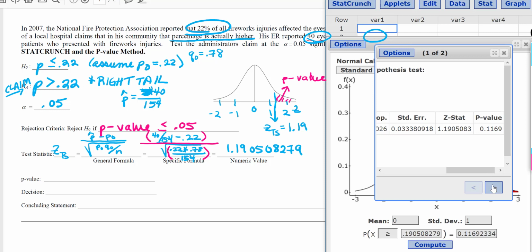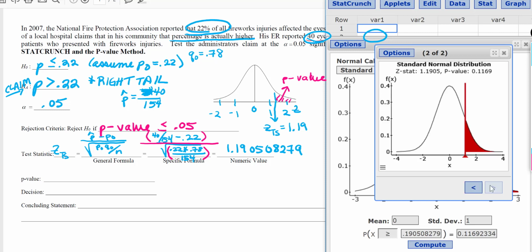I like this because if you hit the next arrow key here, it can give you a visual understanding, and it gives us our summary information, our z-stat of 1.1905. I just put 2 decimal places instead, and our p-value of 0.1169. So let's go ahead and finish our problem here. I'm going to label our p-value is 0.1169 on my graph. And as I said, our graph should match this graph over here. Next, our p-value, I'm going to label again as 0.1169.